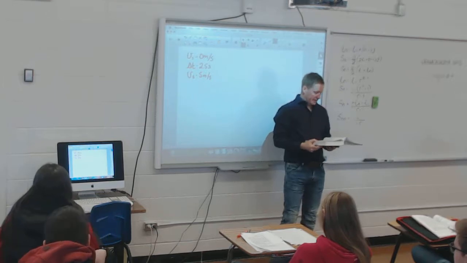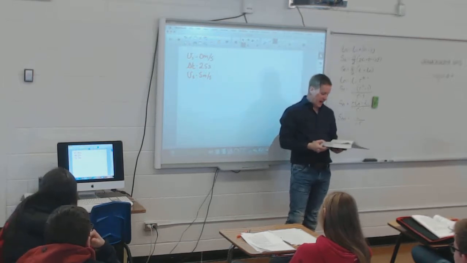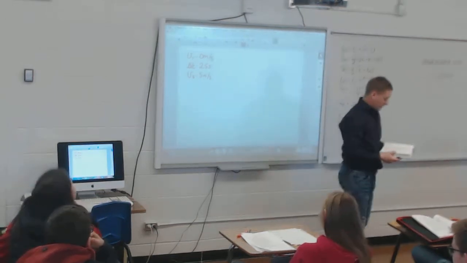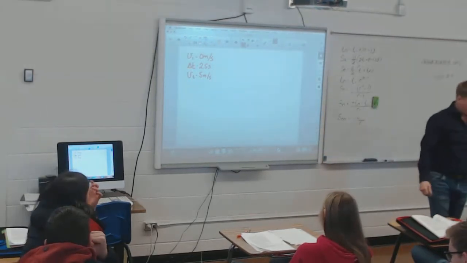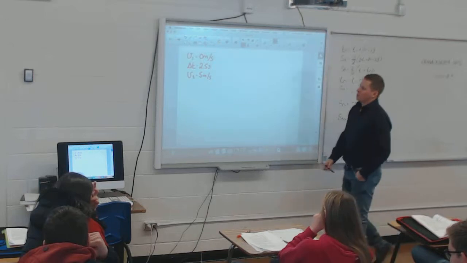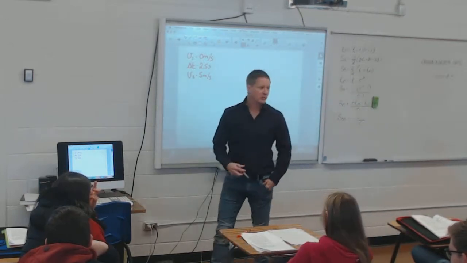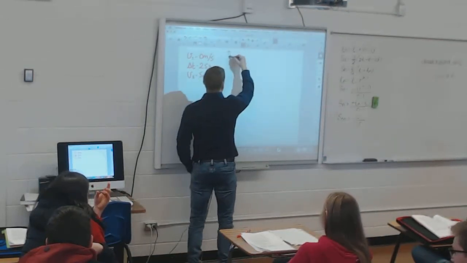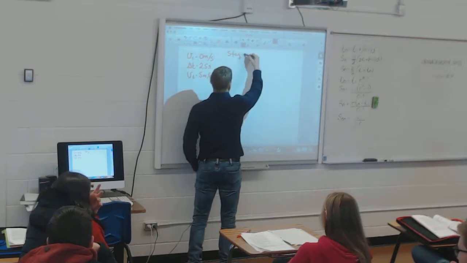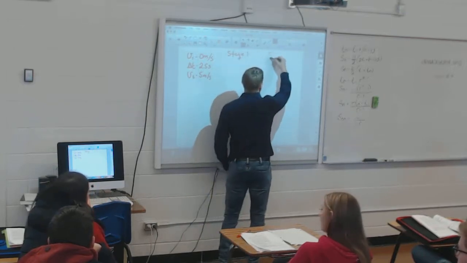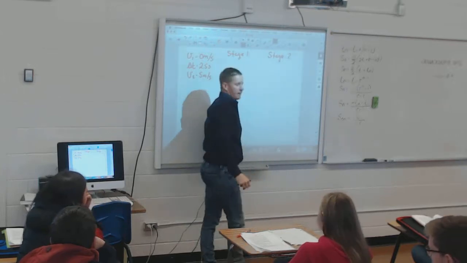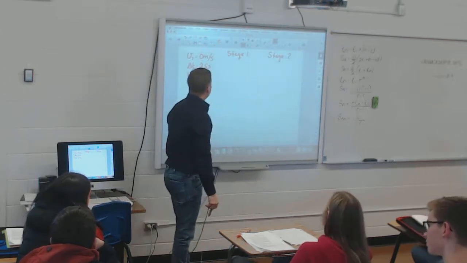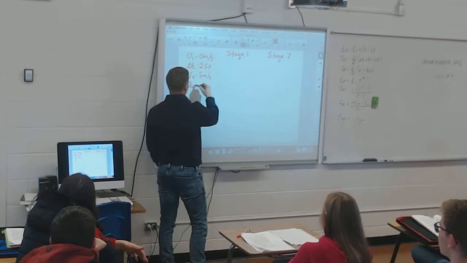If the magnitude of the acceleration on the second slope is exactly 1/2 of the first slope, how long will it take for the ball to come to a stop on the second slope? Okay, so I'm going to treat this as if there's 2 stages to it. In stage 1, I have the following information.